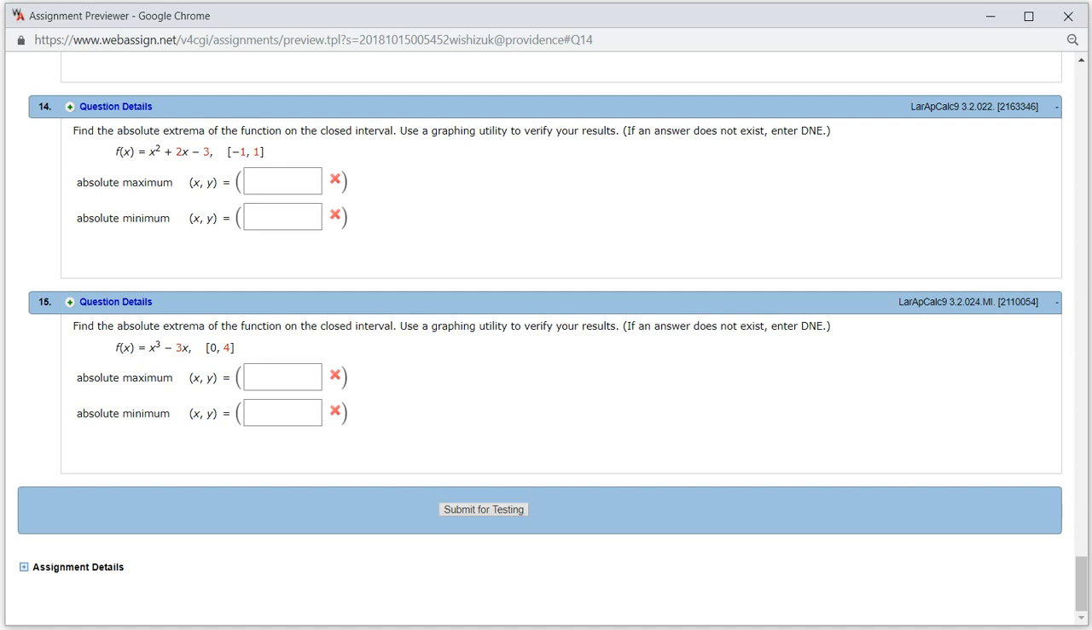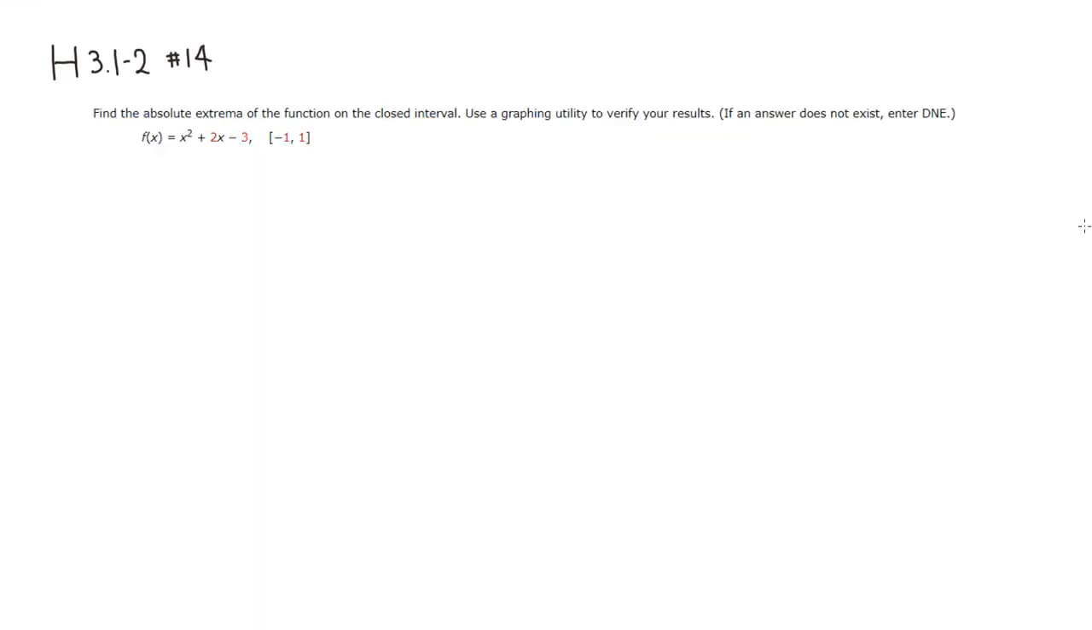All right, let's look at homework 3.1, 3.2, problem number 14. We want to find the absolute extrema of this function over the interval from -1 to +1. So let's do that. First step is to find the critical number.